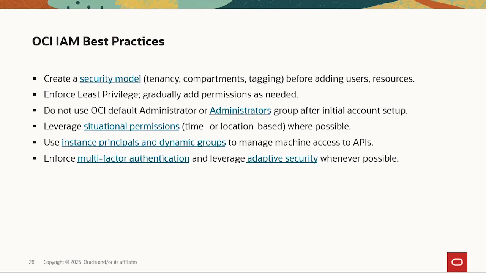Enforce multi-factor authentication and adaptive security wherever possible. If you're doing it on your identity provider side, it's okay. But if it's not on the identity provider, we highly recommend having multi-factor authentication turned on in OCI IAM, for all your privileged accounts and also for your normal users. You can use different identity domains for different user populations. You can create secondary domains that are environment specific, like dev, test, and prod, or keep your internal and external users in different domains.